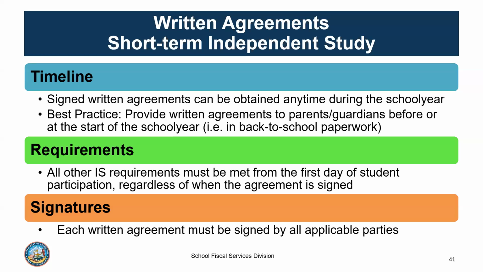Another notable change that began in the 24-25 school year is the updated timeline for obtaining signed written agreements for short-term independent study. While previously required within 10 days of enrollment, LEAs now have the flexibility to obtain the signed agreements at any point during the same school year. This change allows LEAs to be more responsive to students' needs, particularly in cases where the decision to participate in short-term independent study arises unexpectedly.